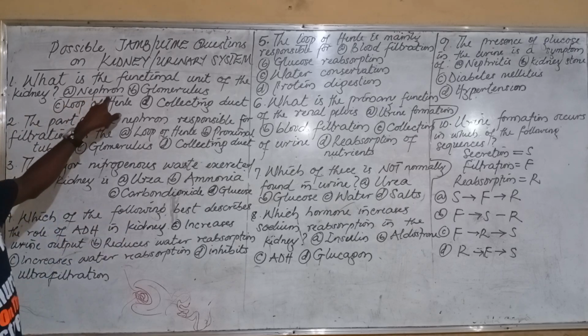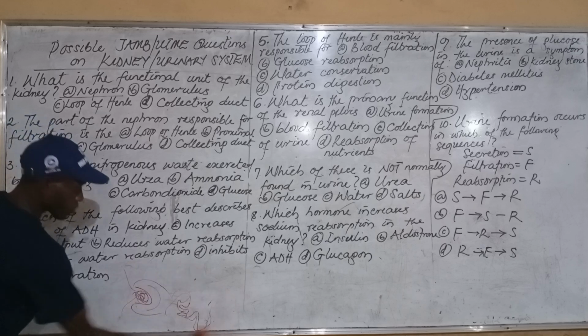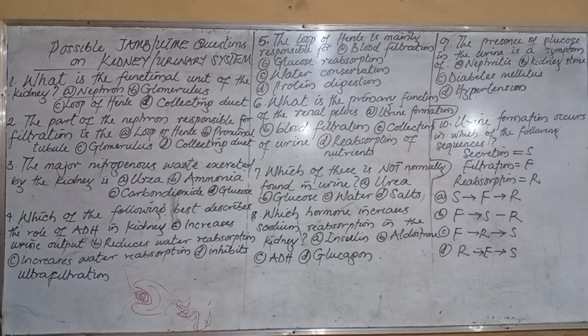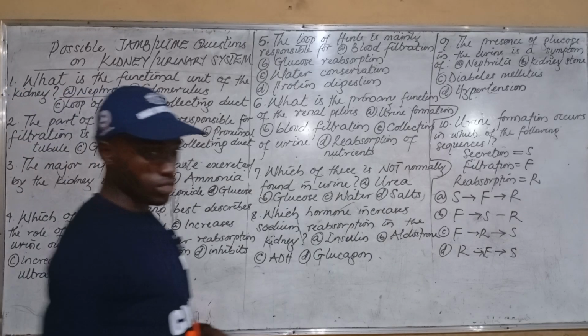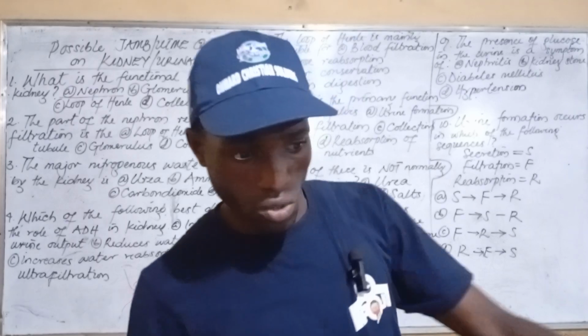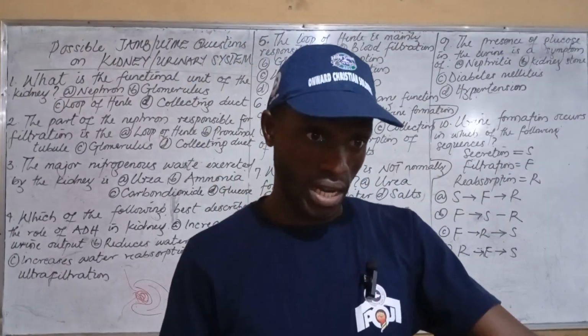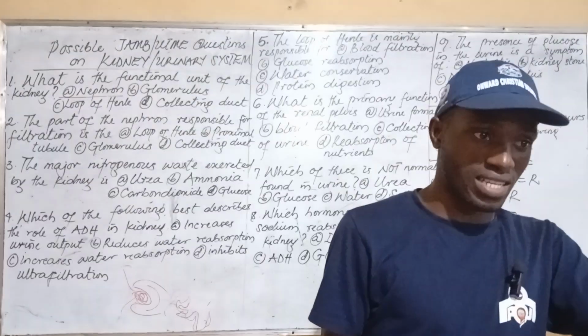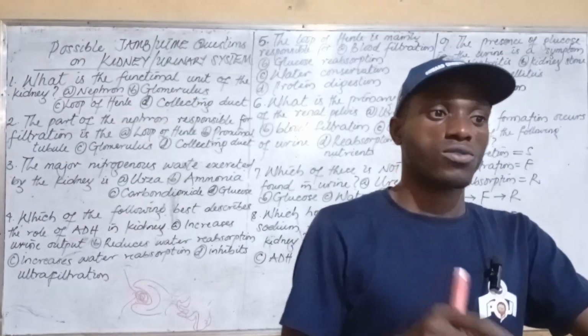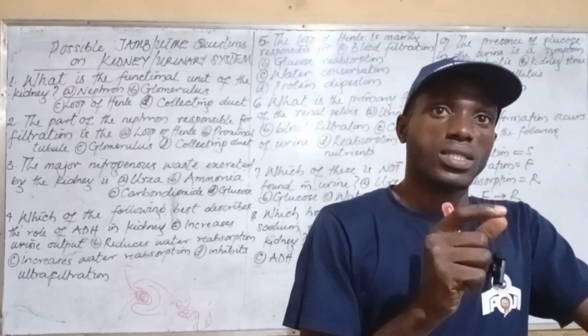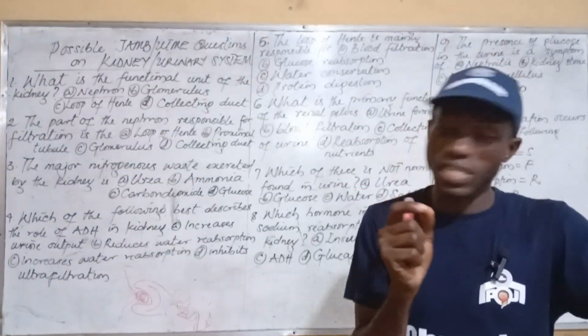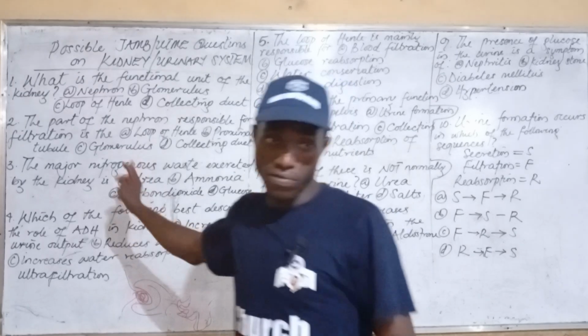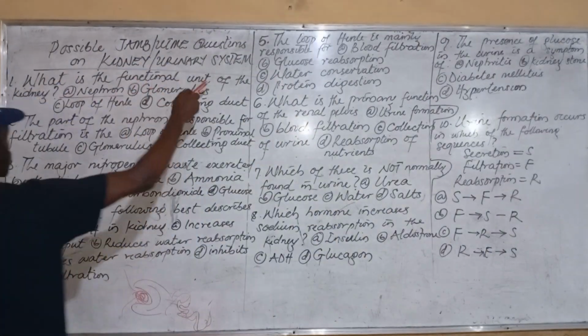So the answer is nephron. So this whole thing is called the nephron. You understand? It is the functional unit of the kidney. What's the function of the kidney? For excretory purposes. So that excretory purpose is solely to excrete urine, you understand? And urea is a major nitrogenous waste that is excreted. Is that okay? So the part of the kidney that majorly does that work is the nephron. That's why it's called the functional unit.